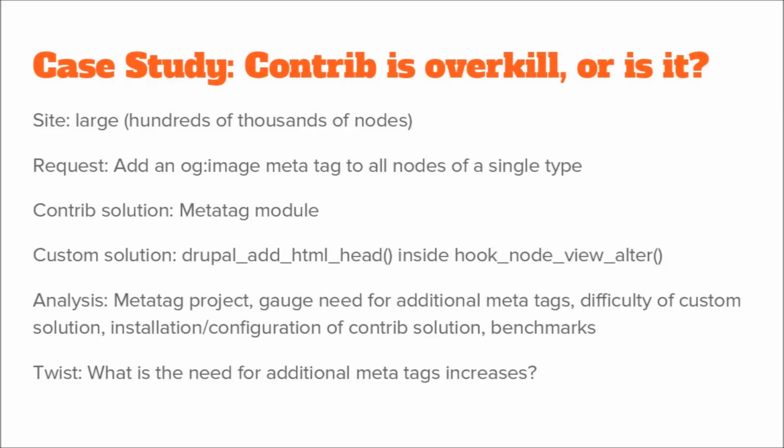meta tags increases. So what if my managers were wrong, and they really do need more meta tags? And later they say, okay, well, actually we need this other meta tag on this one, and we need this one to depend on the summary of the node or whatever. And as these requests keep piling up, then eventually it gets to a tipping point where the custom solution is not maintainable, and I should switch back to using meta tag, because then the 3 to 4% increase is not so bad.